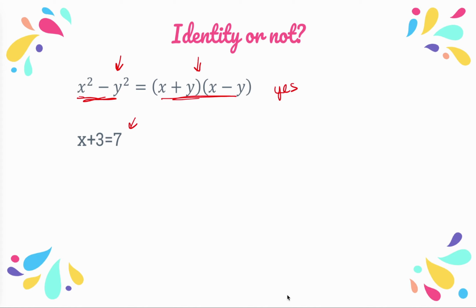x plus 3 equals 7 is not an identity because if I say x equals 5, 5 plus 3 does not equal 7. So there is a value of x for which this is not true, so this is not an identity.